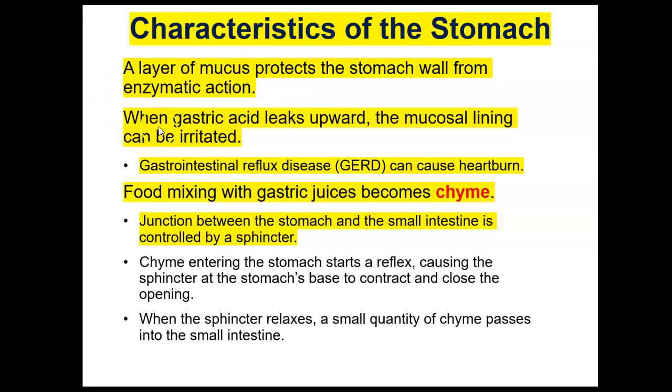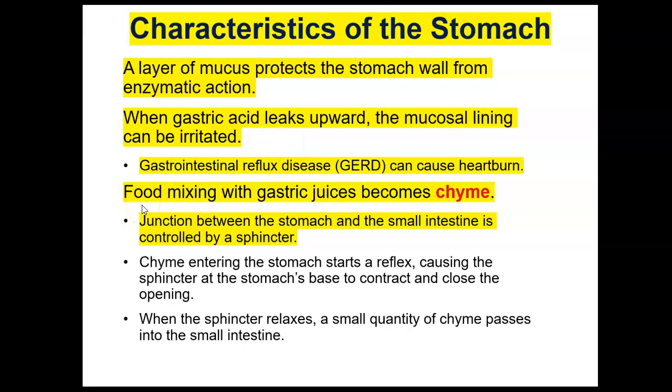Go down to the next line. When gastric acid leaks upward, the mucosal lining can be irritated, and that is called GERD, or gastroesophageal reflux disease, which can lead to acid reflux or heartburn. That's when the gastric acid leaks upward into the esophagus.